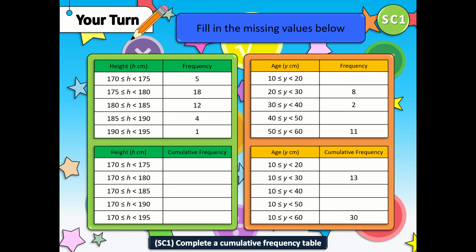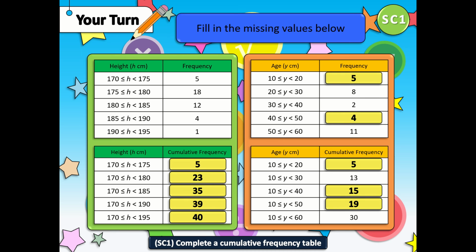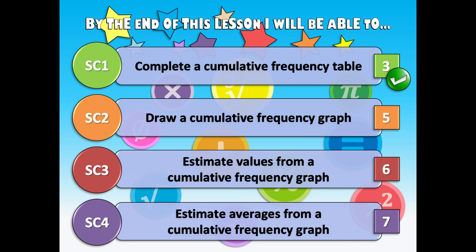Here's 2 questions for you to have a go at. Pause the video, and when you're ready to mark your work, press play. Here are your answers. So there's your green answers and your amber answers. Now we've completed success criteria 1. So we're going to move on to number 2, and this is to draw a cumulative frequency graph.